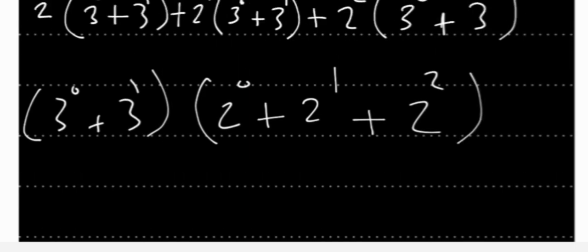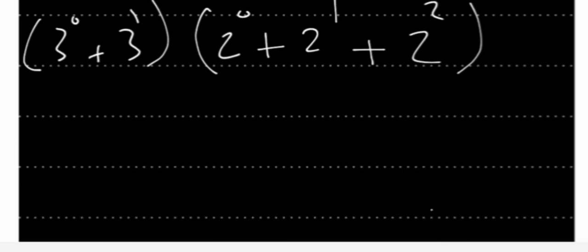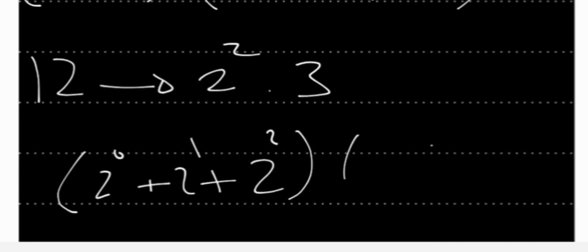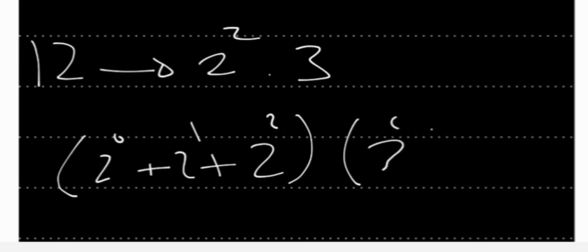So, and this is the rule that we wanted, because look, this is 12, and 12 is what? It was 2 to the second multiplied by 3, right? And look what we ended up having. We ended up having 2 to the 0 plus 2 to the 1 plus 2 to the second multiplied by 3 to the 0 plus 3 to the 1. You see, it is all the possibility of the exponents.